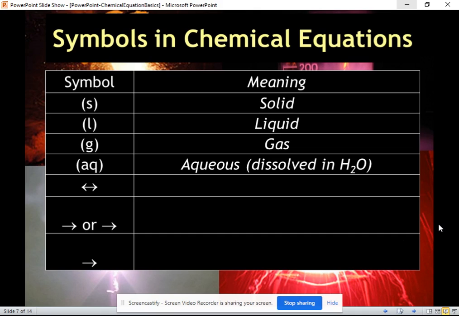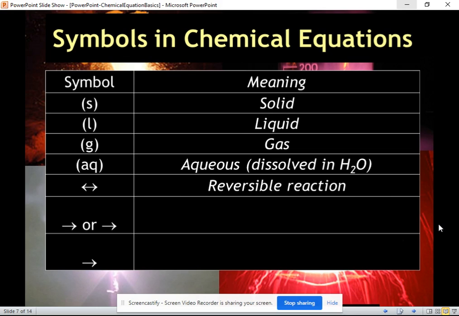AQ we've already talked about, means aqueous, means that it's dissolved in water. Being that it's AQ and dissolved in water, usually the H2O, even though it is technically part of whatever is dissolved in it, we don't usually include H2O in the chemical reaction unless it actually plays a role in the chemical reaction, which oftentimes it doesn't. Usually it's just the solid particles in there that are playing a role. So a lot of times, even though it says aqueous, we're not going to include water as part of either the reactants or products.